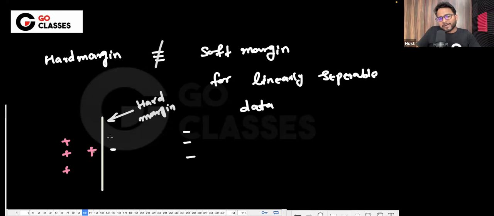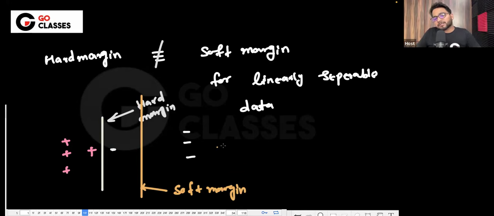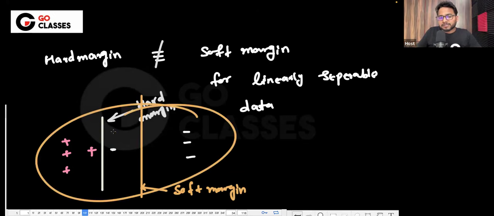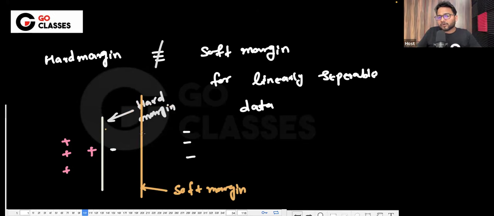But in case of soft margin, it will say, okay, let me just ignore this one or two points. Let me give the margin probably something like this. Soft margin will probably give you something like this, because it can tolerate the slacks. Are you getting my point? So hard margin and soft margin are not the same for linearly separable data. This data is very well linearly separable. Still hard margin is giving you this boundary, but soft margin is giving you this boundary.